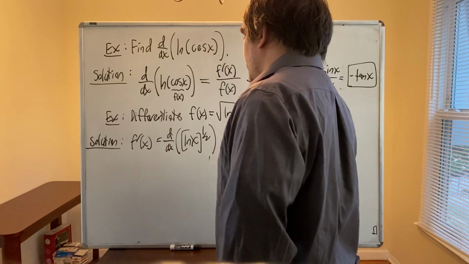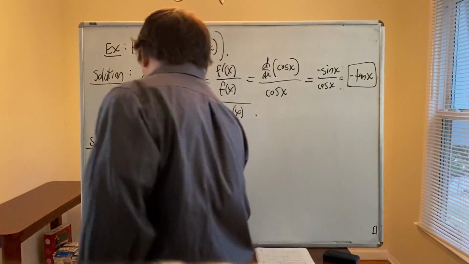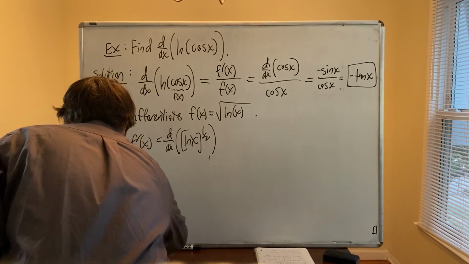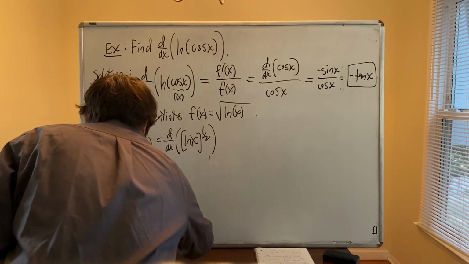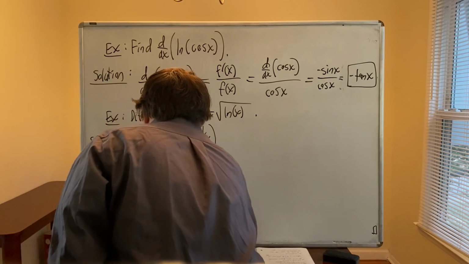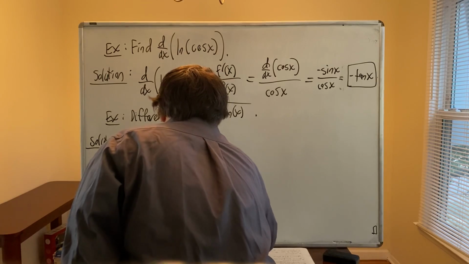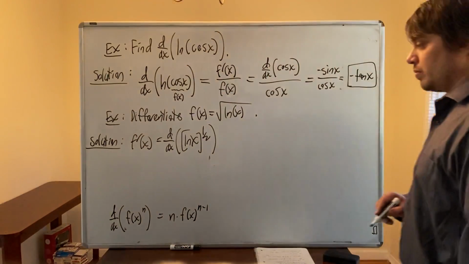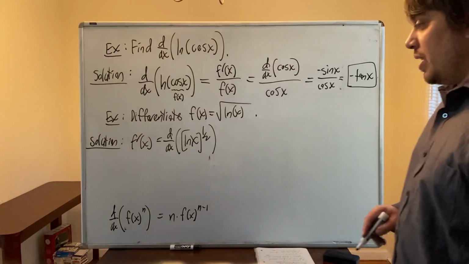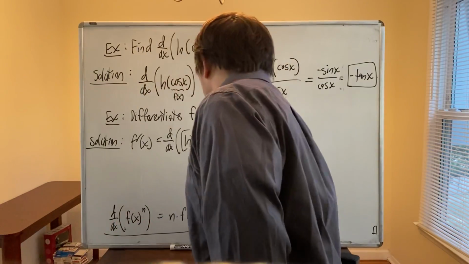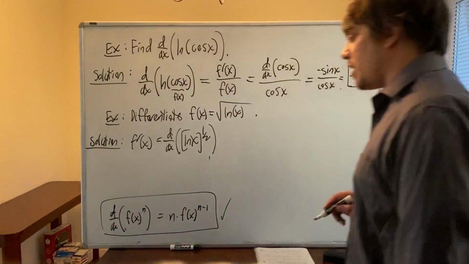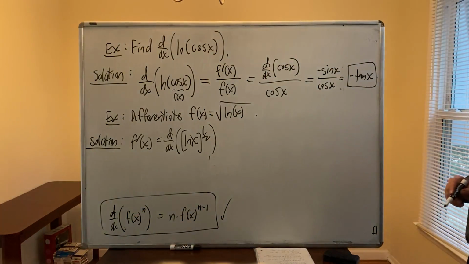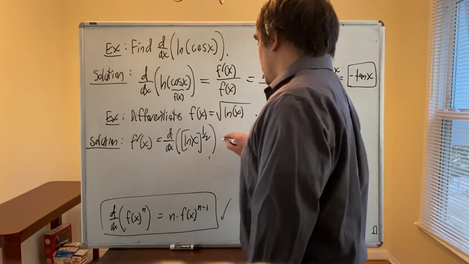Okay, so another formula is that d/dx of a function raised to the nth power is equal to n times that function raised to the n minus first power. And again, this uses the chain rule. So I'm going to put a check next to this. Check means now remember this formula. So let's apply that formula here.